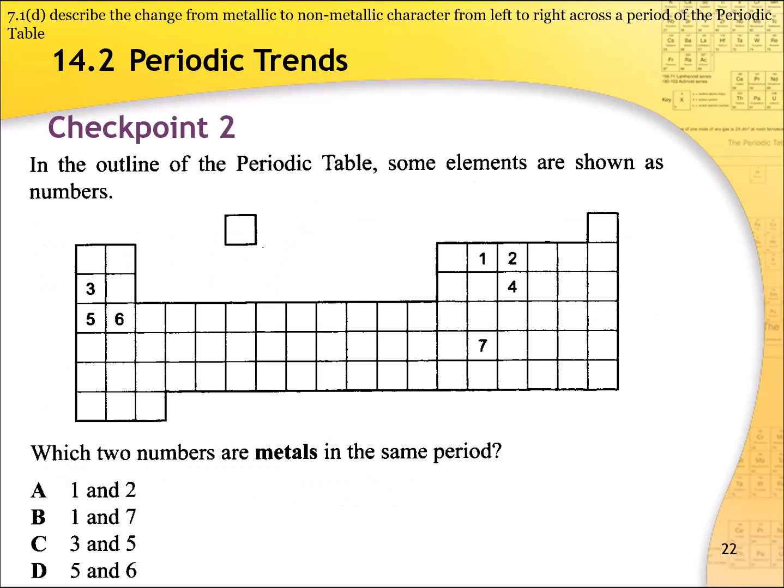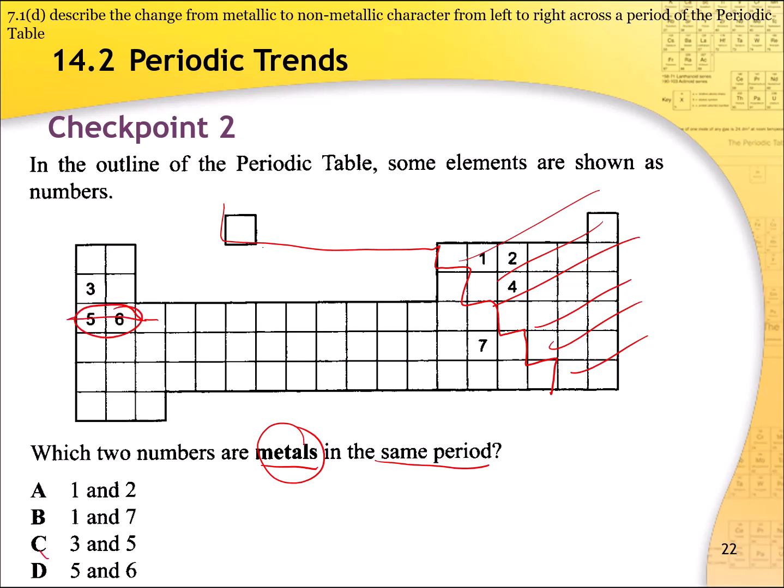Checkpoint 2. Which two numbers are metals in the same period? Same period means same row. So looking for metals, first you draw the staircase. Anything on the right-hand side is a non-metal, so you don't need to look at it. I want metals only. So which numbers are on the same row? Obviously 5 and 6. So the answer is D, 5 and 6. They are metals in the same period because they are in the same row.